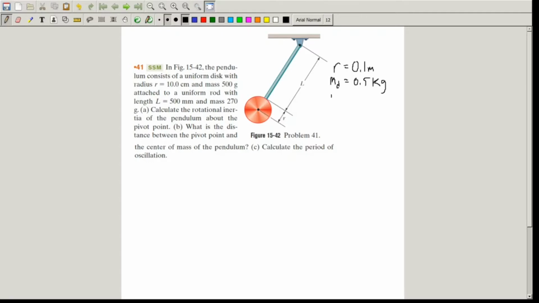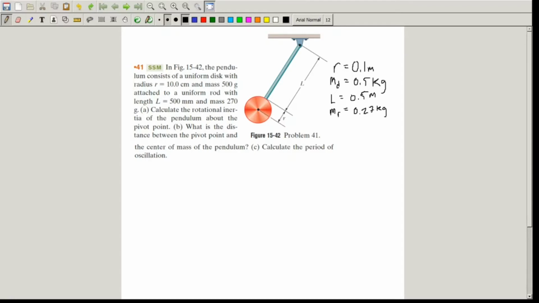The length of the rod is 500 millimeters or 0.5 meters. And our mass of the rod, m sub r, is 270 grams or 0.27 kilograms.